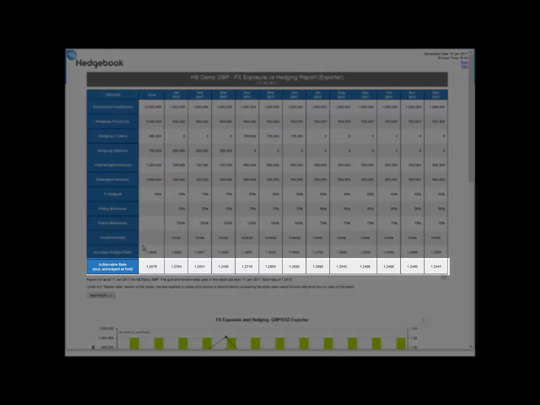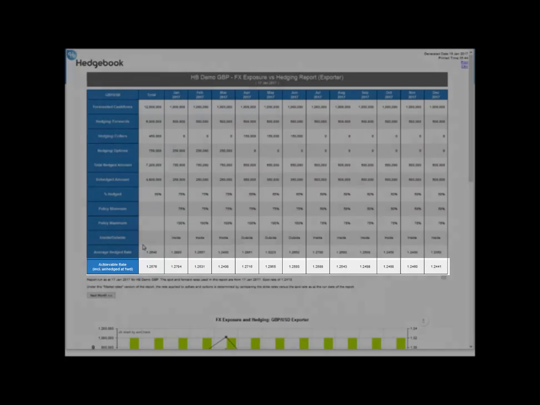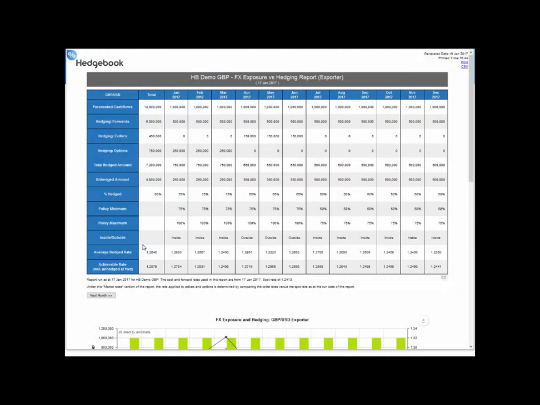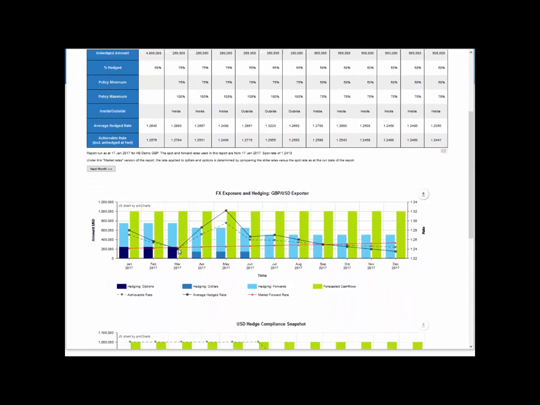The achievable rate is the rate that can be achieved when hedging is combined with the unhedged cash flow at the prevailing market forward rate. It is an important output as it relates directly to the budget rate. The information is also displayed visually.